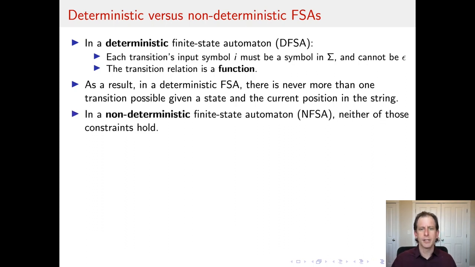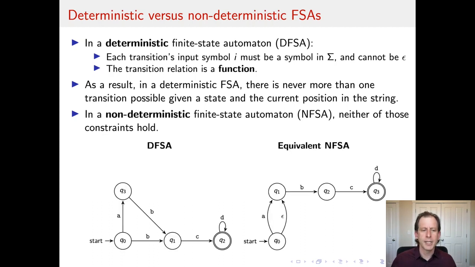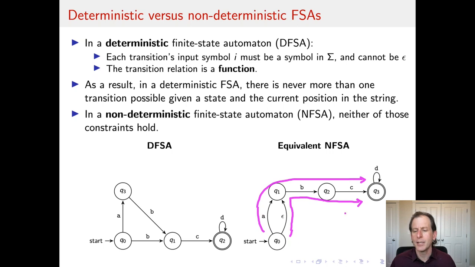There are also non-deterministic finite state automata. In these cases, neither of the above two constraints hold. Here are a couple of example deterministic and equivalent non-deterministic finite state automata: a deterministic automaton on the left and a non-deterministic one on the right. The non-deterministic automaton has a transition labeled with the empty string, which means you don't have to consume an input from the string to take that transition. Intuitively, this automaton will accept either the string ABC followed by any number of Ds, or just BC followed by any number of Ds.